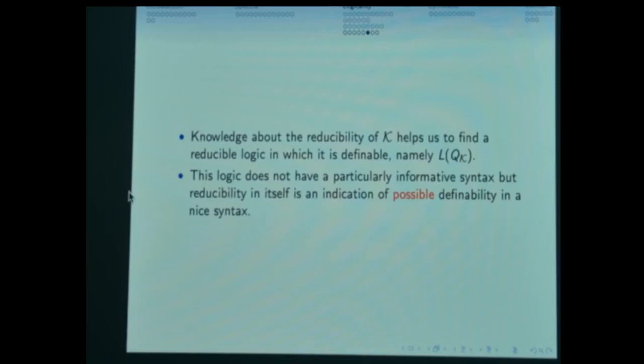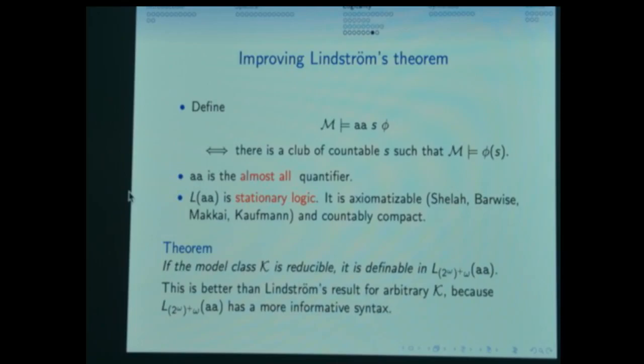There's a theorem. So here's this AA quantifier that we've been working on. M satisfies AAS phi if it's a club of countable S. This is the almost all quantifier, known as stationary logic. It has a completeness theorem and it's countably compact. So here's a theorem: if the model class is reducible, then it's definable.